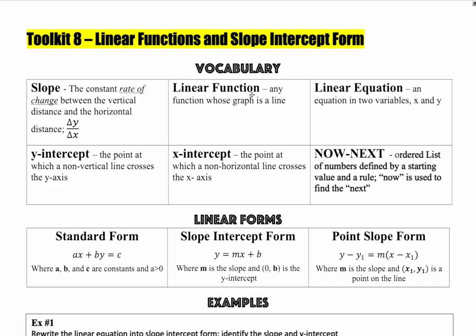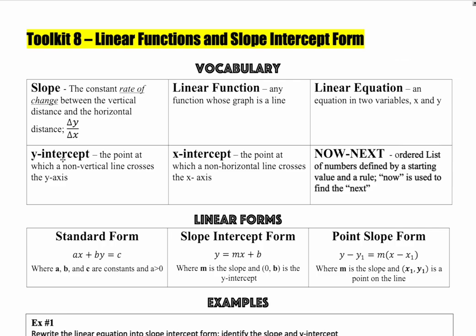A linear function is any function whose graph is a line, so it is a function, so we're talking about the graph of it. Linear means it is a line. A linear equation is an equation in two variables of x and y, whereas the reason why it's linear is because the x has an exponent of just 1. If the exponent is larger than 1, it is no longer linear. So we have two variables of y and only x.